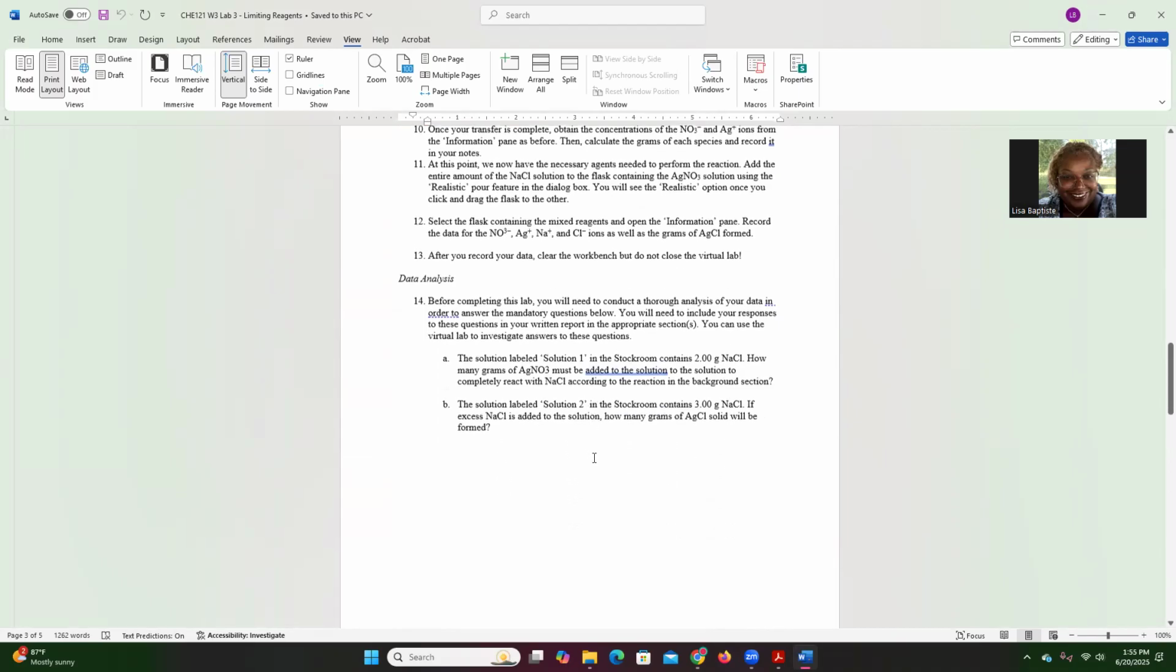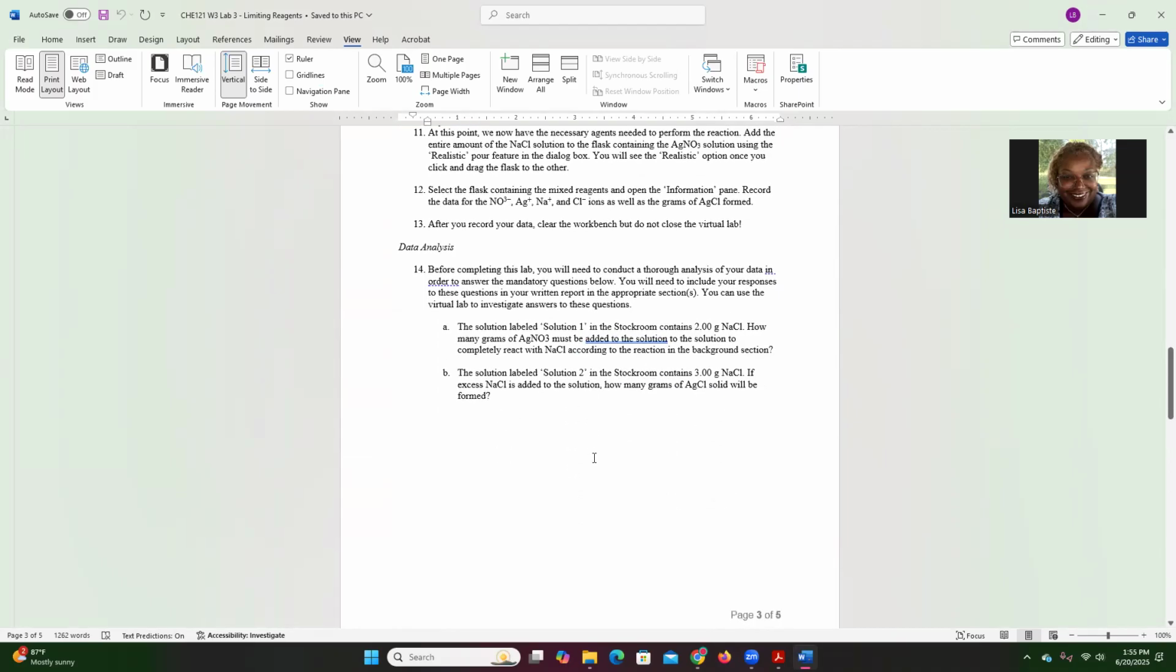What I do want to show you is an example of the stoichiometry calculation so that you know how to do that. I am going to do this one right here. It says the solution labeled solution 1 in the stockroom contains 2.00 grams of NaCl. How many grams of AgNO3 must be added to the solution to completely react with sodium chloride according to the reaction in the background section?